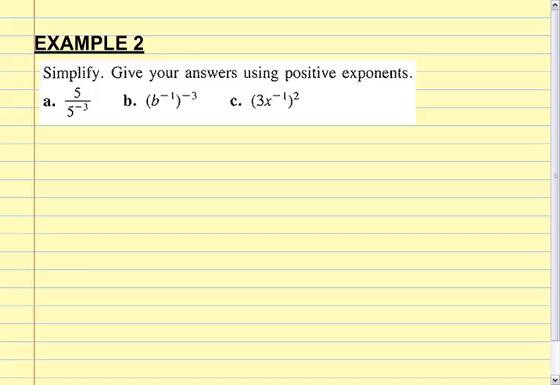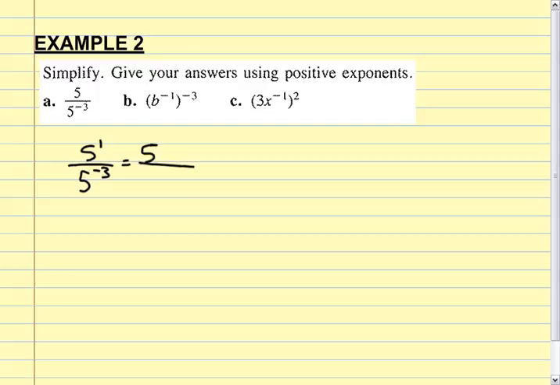Okay? So let's look at this first one. It says 5 over 5 to the negative third. Okay? Cecilia, what's the exponent of the numerator? One. That number on top? Okay? So it's 5 to the first. Is it in the right place then? Yes. Okay. What about the one in the denominator?